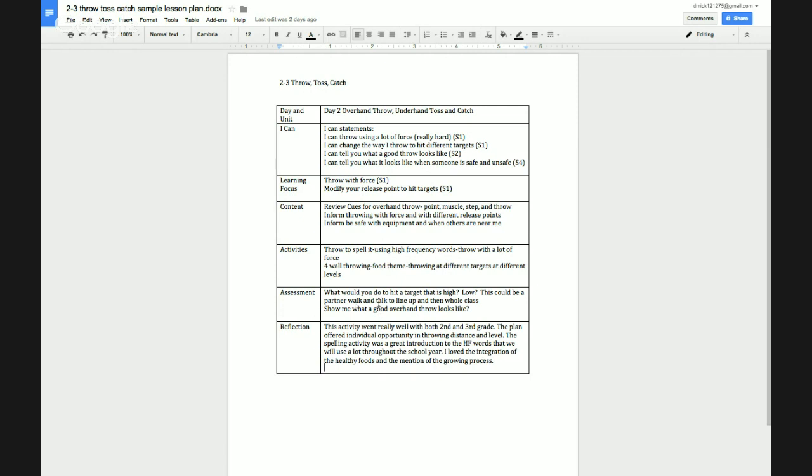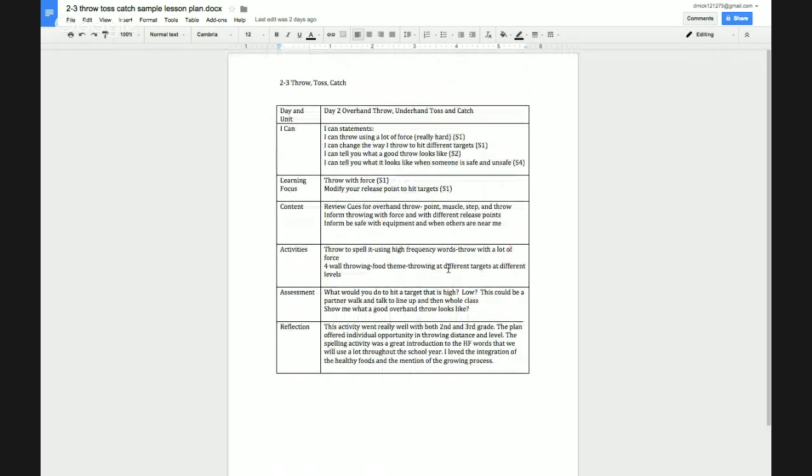It could be a partner walk and talk to the line, and then the whole class. It could be, show me what a good overhand throw looks like, and that might be because we've talked about those 4 points, those 4 cues. So those are assessment pieces as well. They don't have to be really detailed, but you have to be able to ask the students questions and for them to be able to give you some answers.